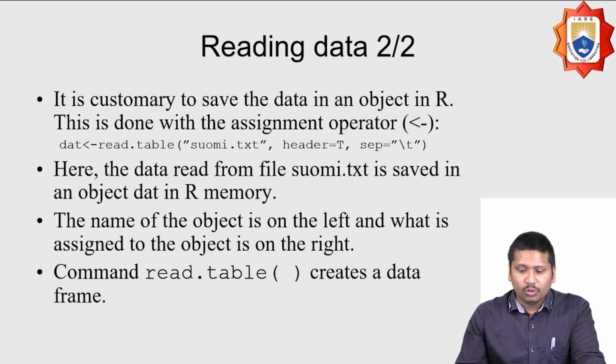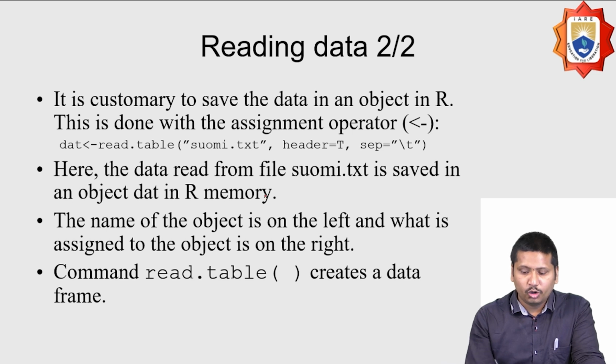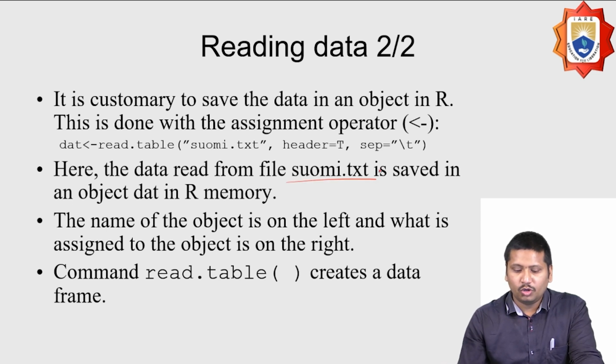Now reading data, there is another way. It is customary to save the data in the form of an object in R. Normally this is done through the assignment operator. Here the data that is read from some dot text is saved in the form of an object in memory, with the name of the object on the left and what is assigned to the object on the right. Normally you make use of the command read dot table to create the data.